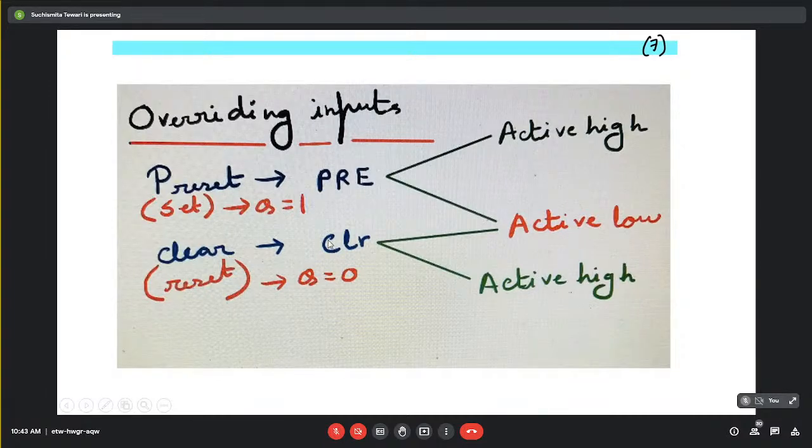Similarly, if we activate the clear input, whatever be the value of the input, it does not matter, it will give the output as a reset value. It will give a reset state.